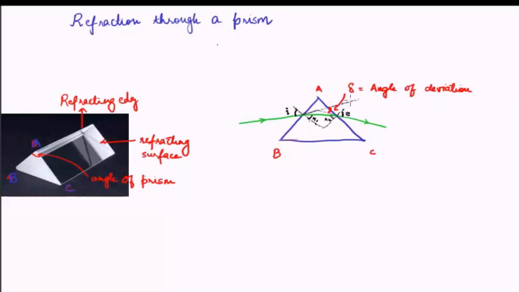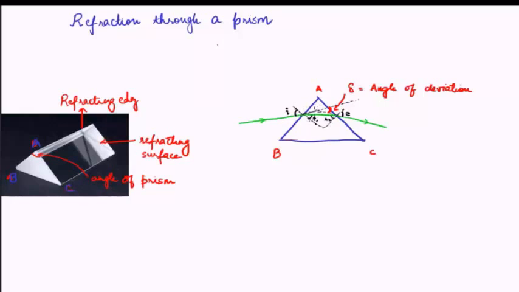Now we need to find the relation between delta and the angle of incidence and the angle of the prism. How can we do that? In order to understand that, we need to find what delta is composed of. Delta is basically composed of the deviation here and the deviation here. Let us segregate the two deviations.